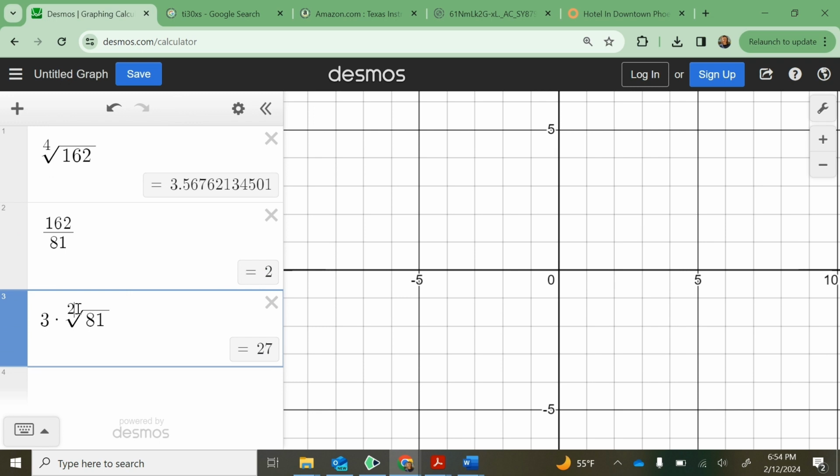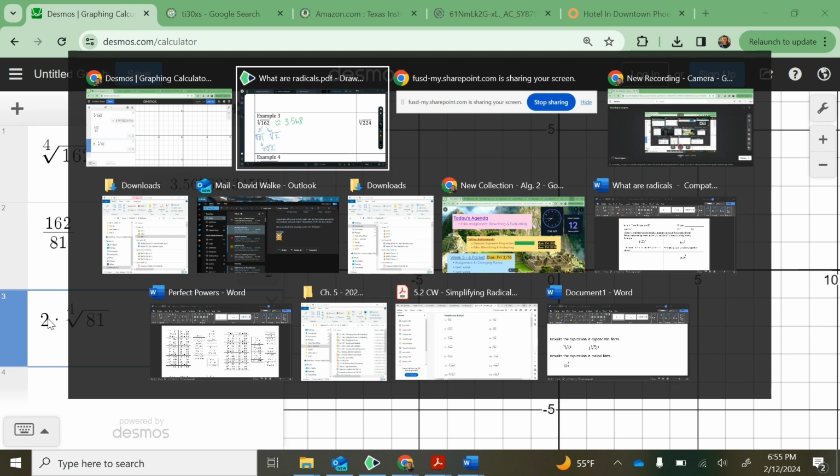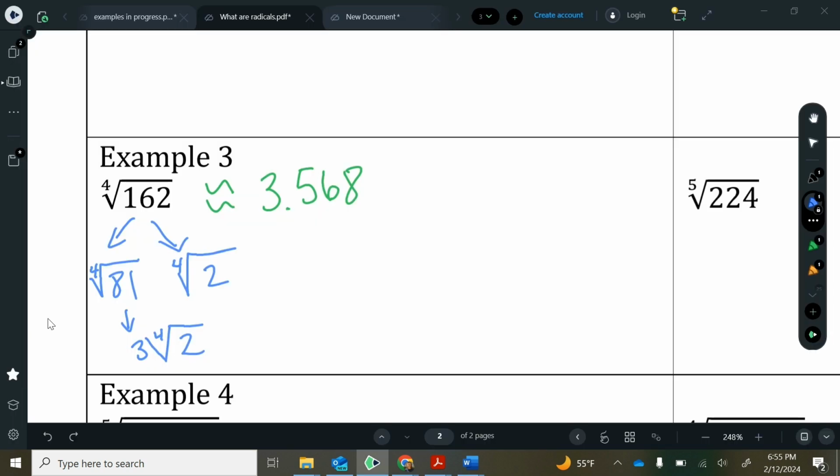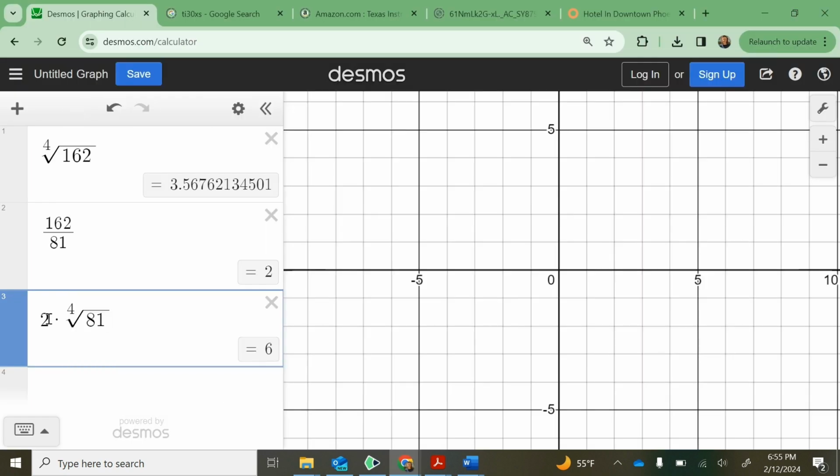That's why, look, this 27 definitely does not match with this answer. But when I change the root, let me fix this here because this is a mistake. This is not supposed to be a square root. It's supposed to be a fourth root. Put a 4 there. Oh, and you know what? I made 2 mistakes here, didn't I? This is supposed to be a 2. Okay. All right. I see it now. 3 times the fourth root of 2. Forgive me. All right. 3 times the fourth root of 2. Now it matches.